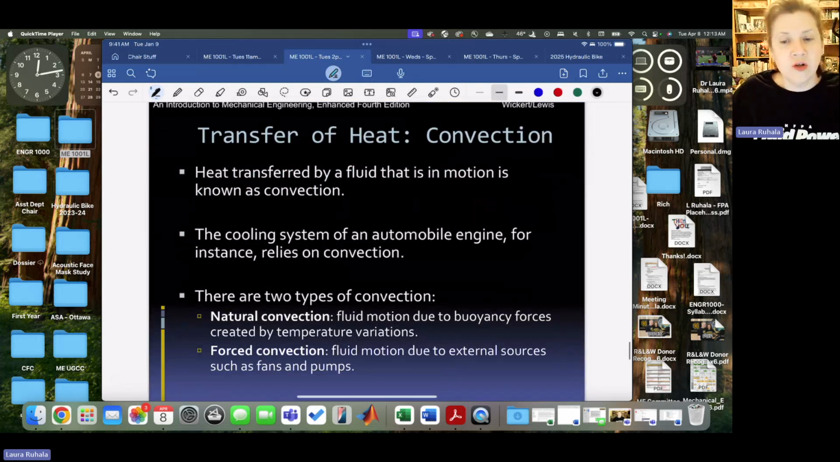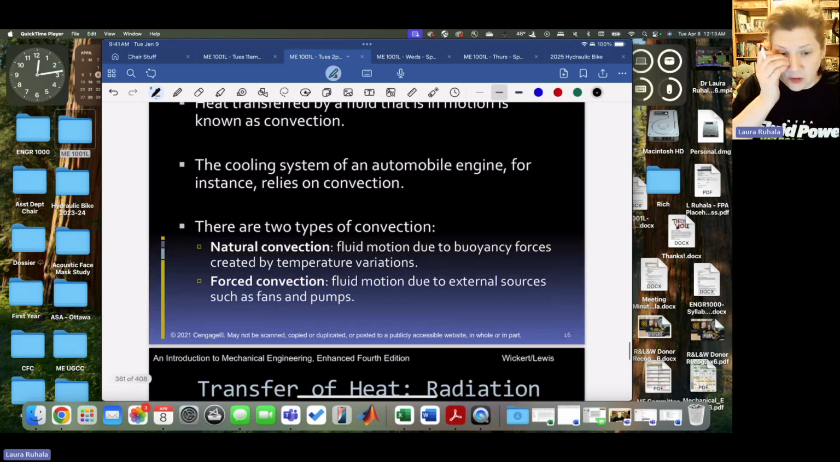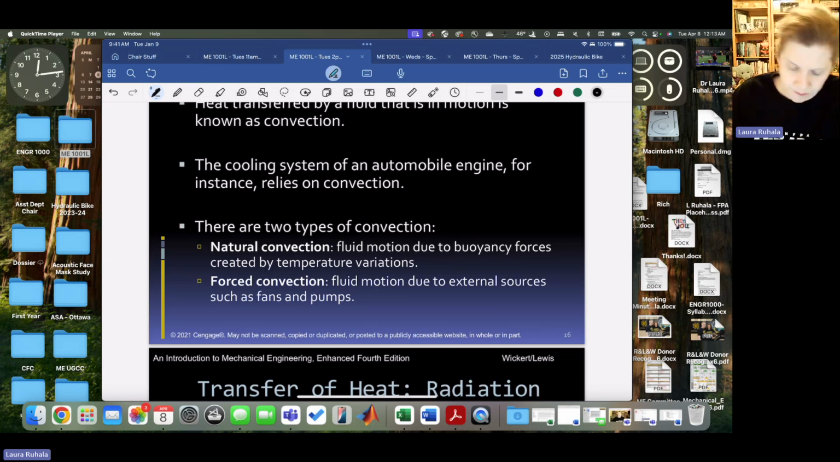Convection. Heat transferred by a fluid in motion is known as convection. The cooling system of an automobile engine, for example, relies on convection. There are two types of convection. You've got natural convection. That's when you have fluid motion due to buoyancy forces created by temperature variation. And you've got forced convection. That's when fluid motion is due to external sources such as fans and pumps.